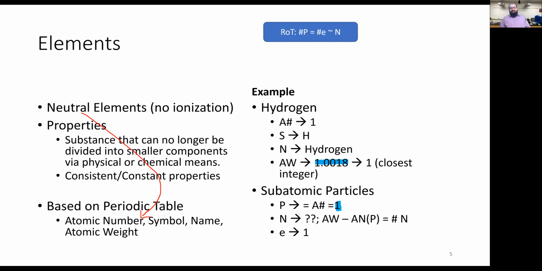We already know that the atomic weight of this bad boy is about 1. And we know that the atomic number of it is also 1. So if we do 1 minus 1, should be fairly easy to do that number, right? And so that means that this guy in particular has 0 neutrons. So in this case, 0.